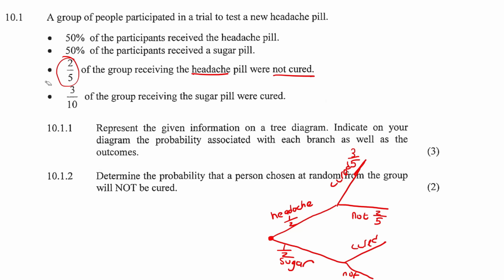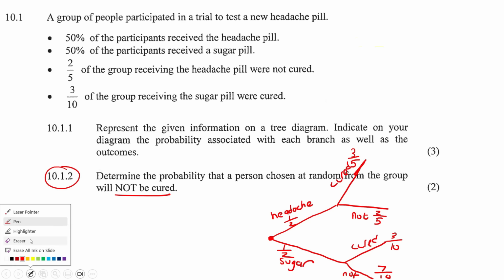Okay, now they tell us that 3/10 of the group receiving the sugar pill were cured. So that's going to be sugar and cured. So this branch is going to be 3 over 10. So we're going to put 3 over 10 for this one. That means this part here would have to be 7 over 10, because 3 over 10 and 7 over 10 is 1. Right, so now we have all the different branches that we need. So we did 10.1.1.